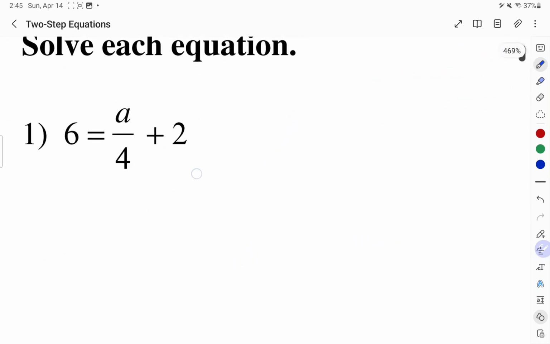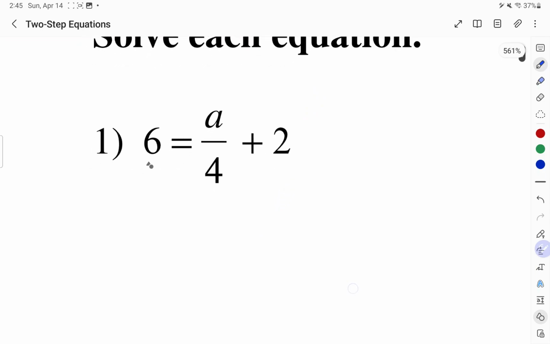Okay, so we have a lot of stuff going on, right? I have a 6. I have a over 4. And then I have a 2 over here. Now, the way that you want to work every single problem in this video is that you always want to leave the letter alone. So we're going to have to move everything else to the other side.